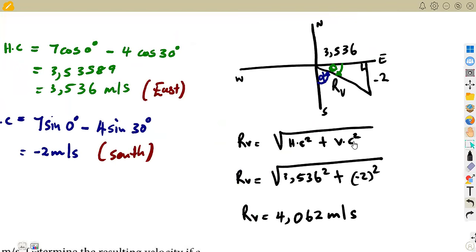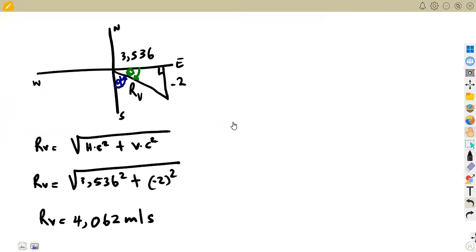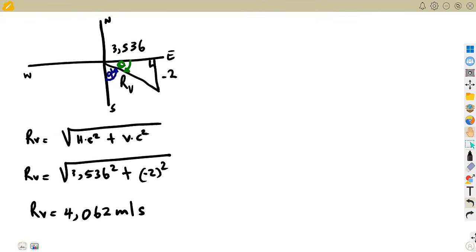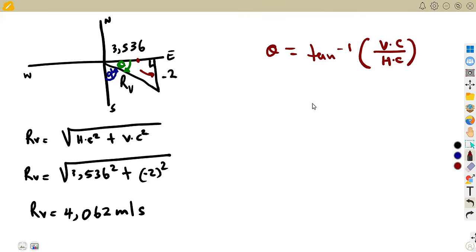After that, find your resultant velocity and the direction, because we also need the direction. Just like a force, you're talking about a vector quantity. Direction is needed also, which is our theta or alpha, depending on which one you are going to use. So using theta, that will be opposite and adjacent in this case, so we're going to use tan. Theta is equal to arctan of the opposite, which is the vertical component over the horizontal component.